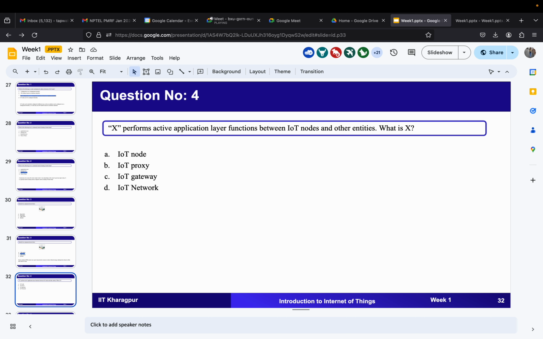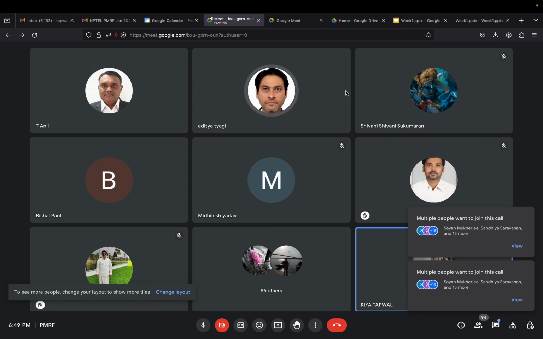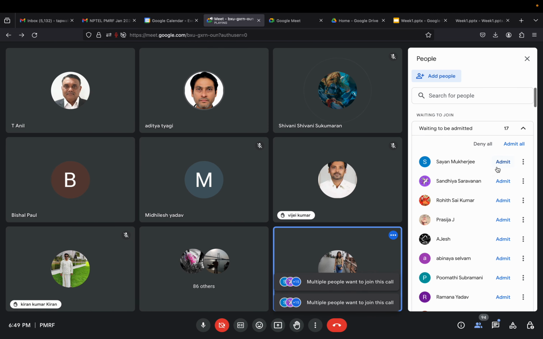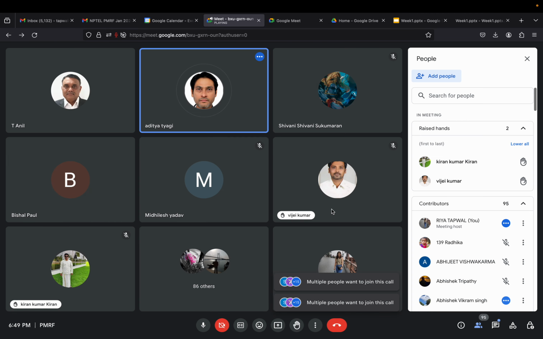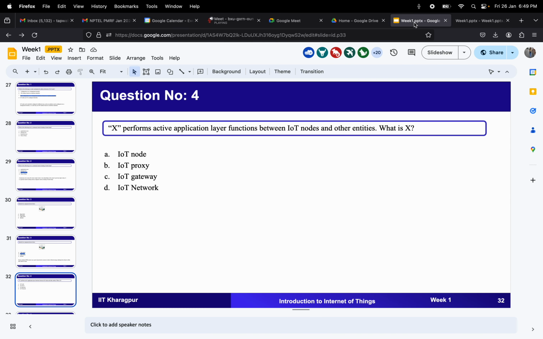Now question number 4. So X performs active application layer function between IoT nodes and other entities. What is X? Options are IoT node, IoT proxy, IoT gateway, IoT network. Anyone? Gateway. Gateway, okay. IoT gateway, ma'am. Okay, anyone else?